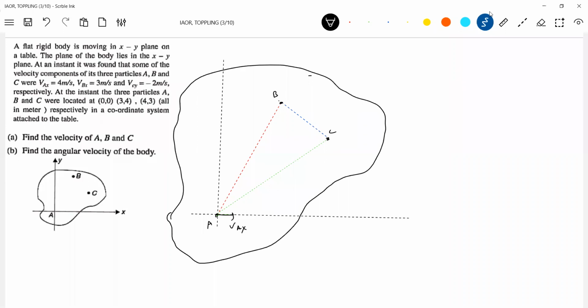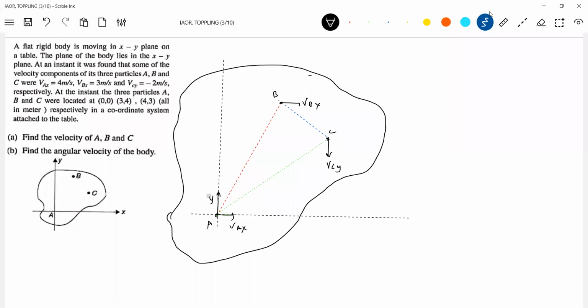Then what other information is given? VBX and VCY are given like this. Where is the center of mass? We don't know. It's also asking for angular velocity. With this, what can we do here? So let me do one thing. Let me assume the velocity of point A like this, VAY.